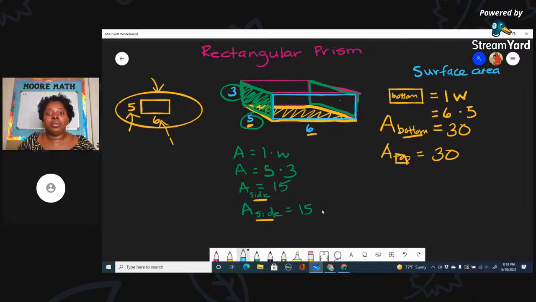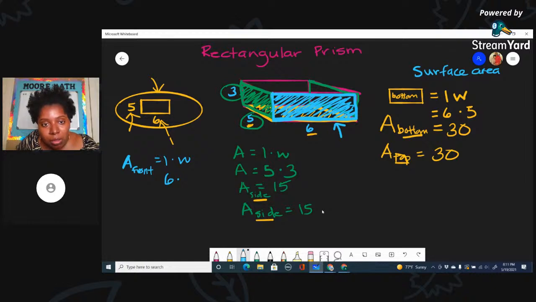So let's do this one in the front. Got a lot of nice colors here. All right. So we know this side right here is how much? 6. Perfect. Okay. So we have the front. Again, it's length times width. Our length is going to be 6. Now, what's my width? How tall is this right here?